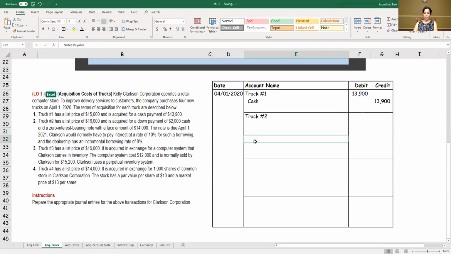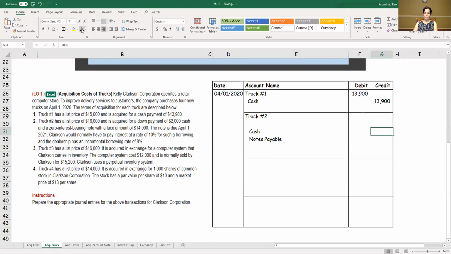What we know over here is I've signed a notes payable, and I have paid cash in this transaction. So the cash I paid is $2,000. I know that amount. I've signed a note for $14,000. I need to find out the present value of the $14,000. I will add that to the $2,000 to find out what the truck should be debited at. So for this, I will need to look up my time value of money tables.